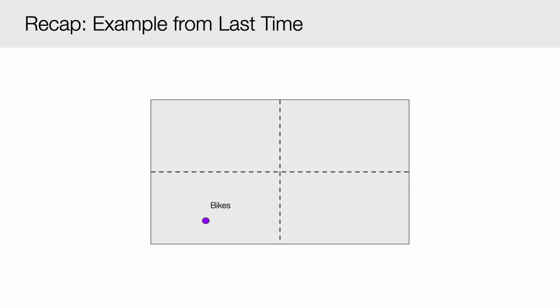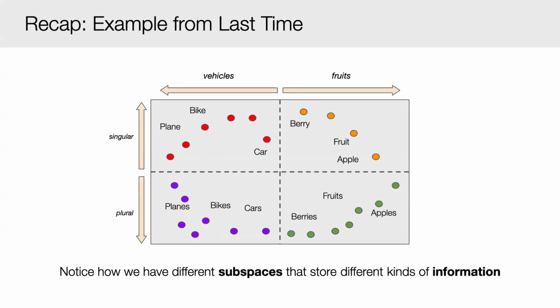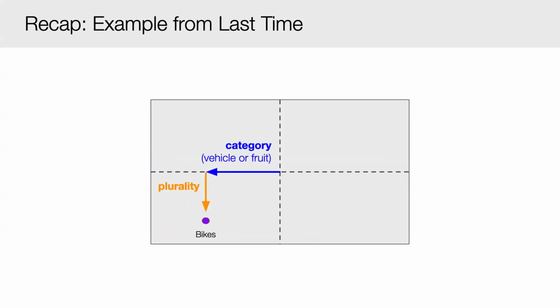Let's just focus on bikes for now, just one word in the embedding space. Then we notice that in one dimension, we control the category that we're looking at: vehicles, fruits. On the previous slide, we had all the vehicles on the left-hand side and all the fruits on the right-hand side. So in the X dimension, we control the categoryness. And plurality is controlled on the vertical axis, which means the higher you go, the more singular the words are, and the lower you go, the more plural the words are.